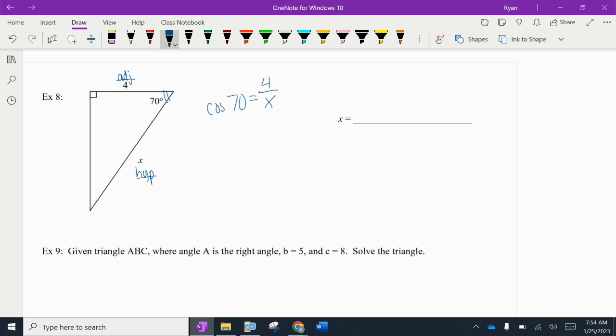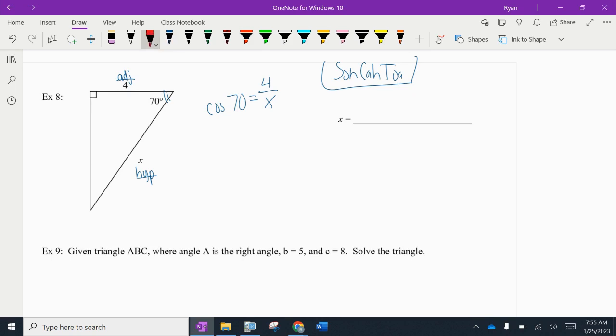SOHCAHTOA. Hopefully you wrote that at the top of the page. If not, maybe you already know it well enough so you don't feel like you need to write it, but it is our acronym for solving these triangles when we have right triangles. So CAH, cosine of 70 is 4 over x. There's my equation. Now I've got to think algebraically.